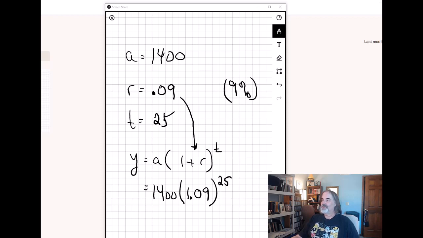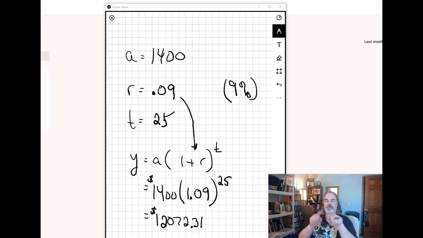Now I'm going here to a website that does calculations. If you have a scientific calculator, go for it. So I'm typing in 1,400 times 1.09 raised to the 25th. I'm not going to adjust my screen capture to see that, but I will tell you the result. It looks like the result is $12,072 and rounded 31 cents. So the 1,400 was in dollars and this is in dollars.